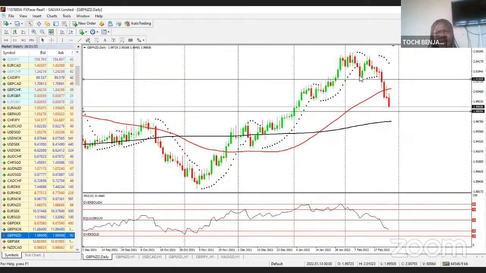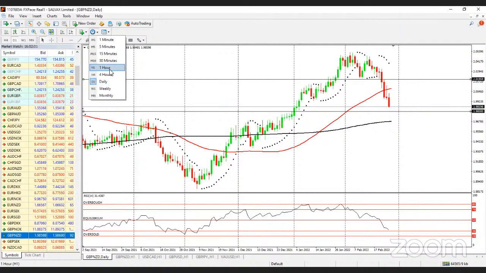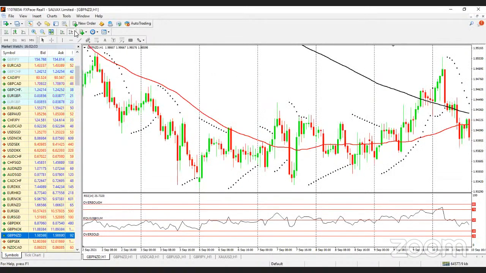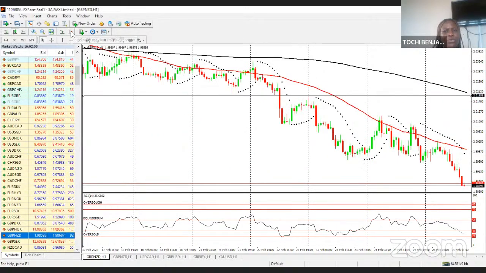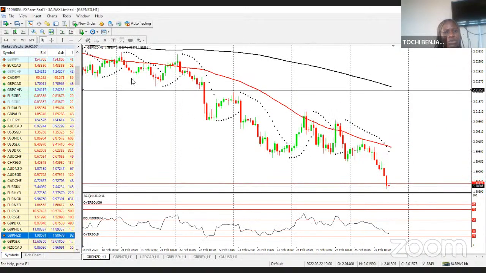Now, this is daily. You think this is moving in a straight line? No, it's not moving in a straight line. Go to H1, you see that it's not a straight line. Now, daily and H1 would have given you up moves and down moves. Look at it on H1.